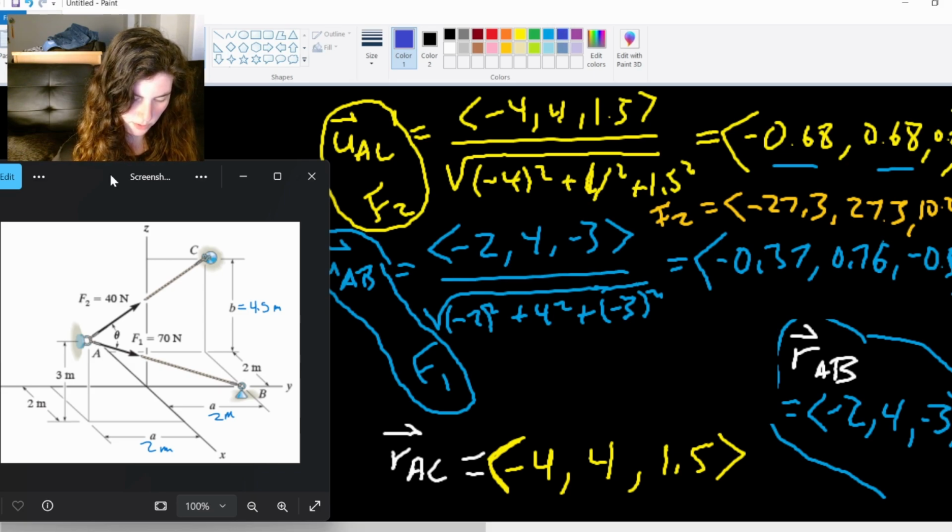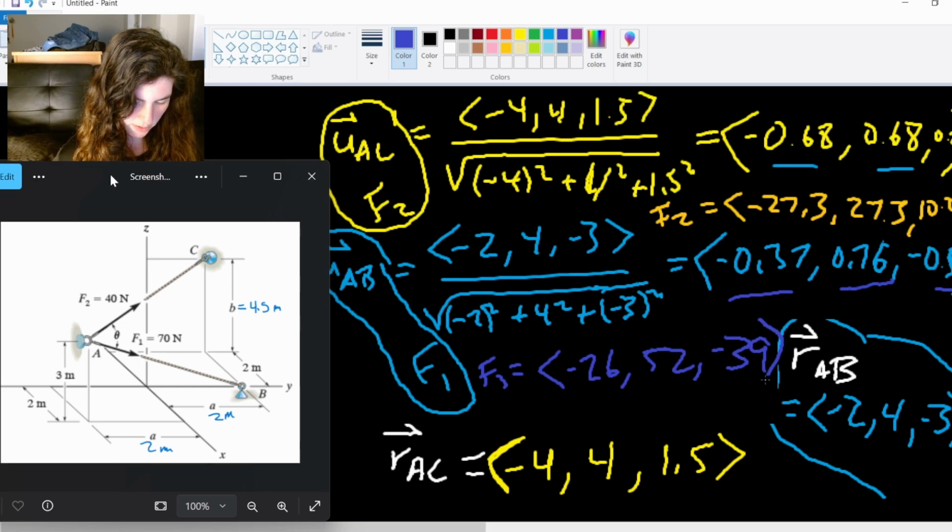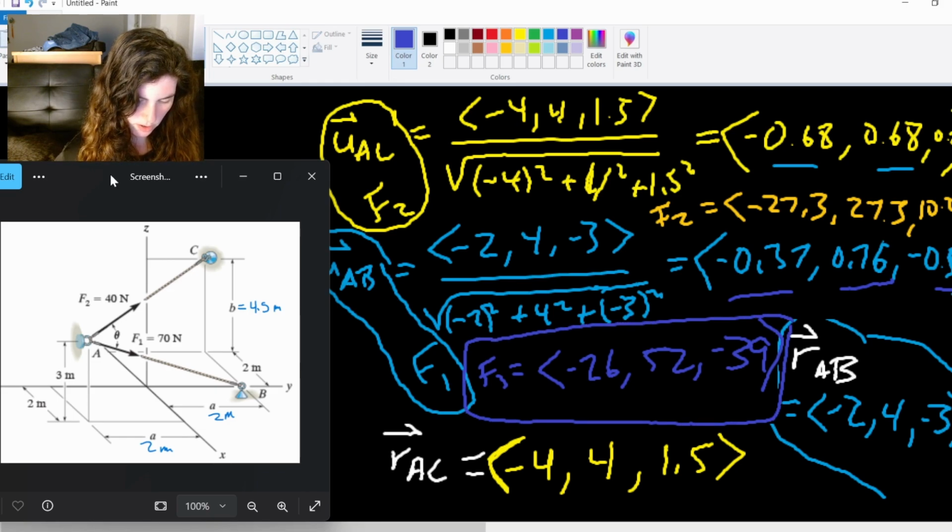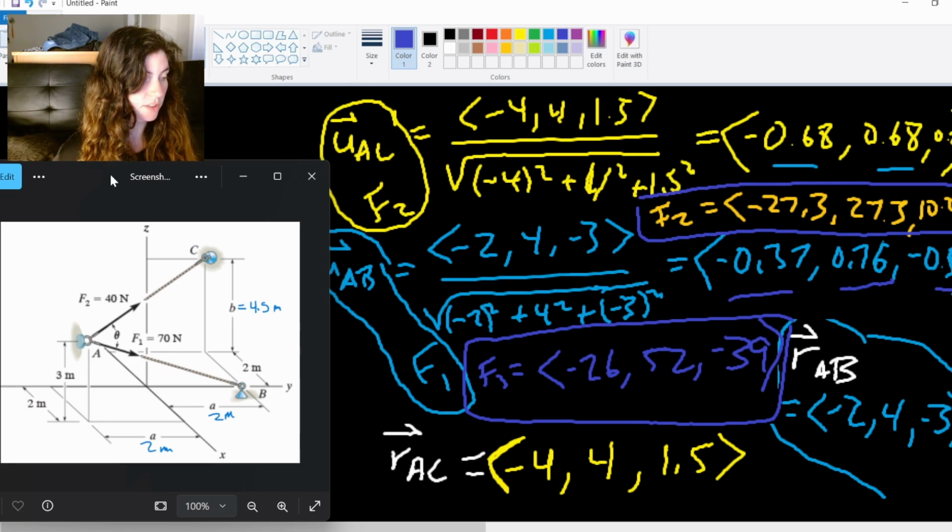We do the same for F1. Multiply the magnitude of F1, which is labeled on our diagram as 70 newtons. Multiply it out into each term in our unit vector. Multiply each of these. And we get about negative 26, positive 52, and a negative 39. So this is our F1. This is our F2. These are our two vectors.